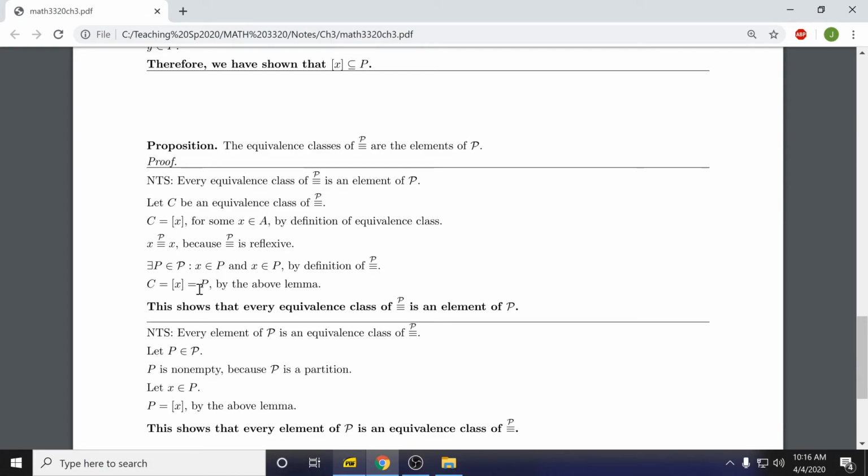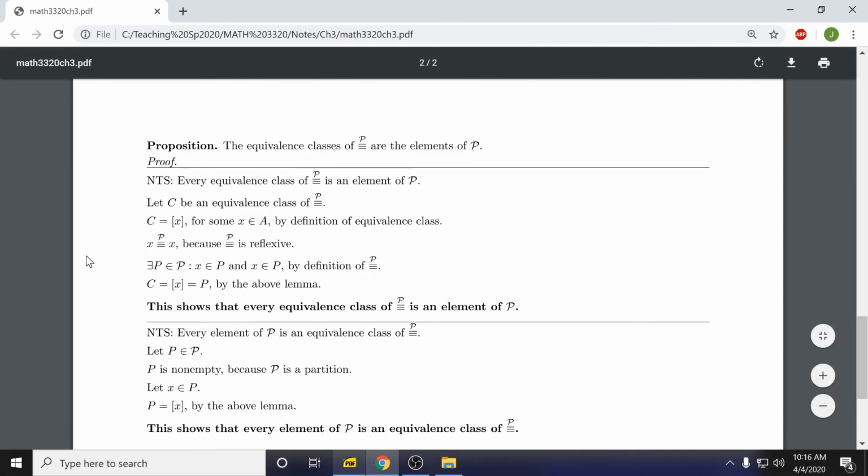Now, why do we care about that? Because keep in mind what our goal is on this proof. We're trying to show that every equivalence class of the relation is an element of the partition. We let C be an arbitrary equivalence class, and we showed that that equivalence class was equal to the partition element P. So that shows that every equivalence class of this relation is a partition element. So yeah, we knocked this out really quick.